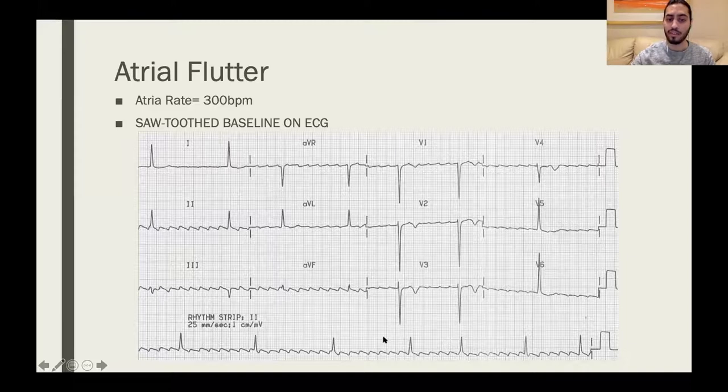And you'd also still have an irregular rhythm because it's not really sinus, because not every P wave is followed by a QRS. And if you look at the differences between the P waves, it's not a regular rhythm.